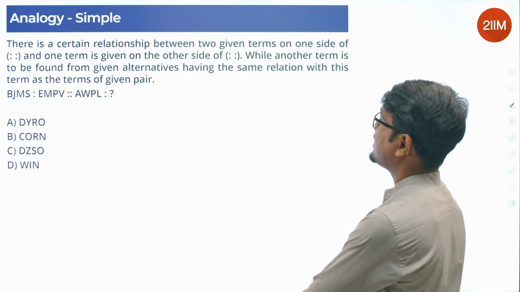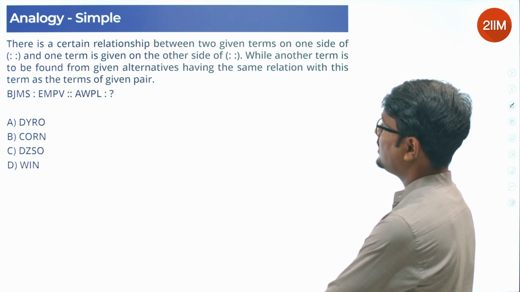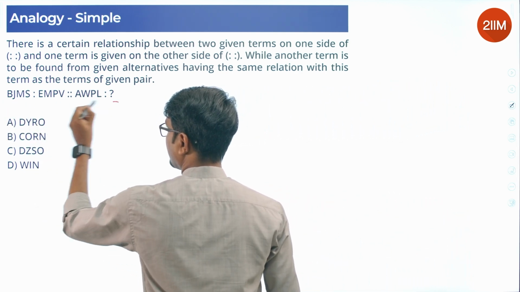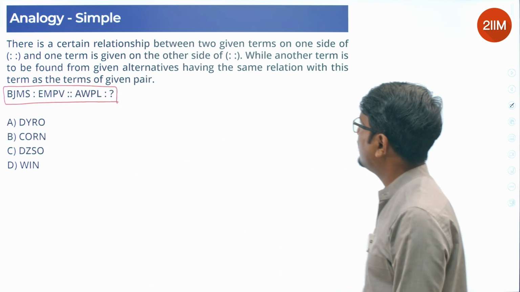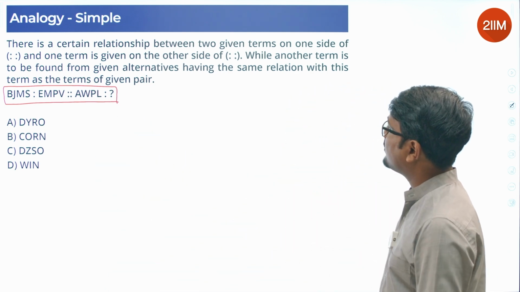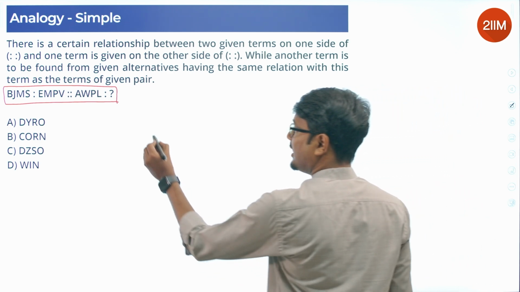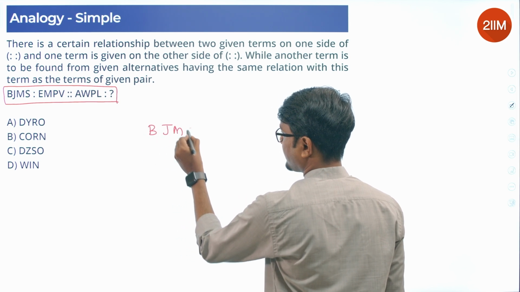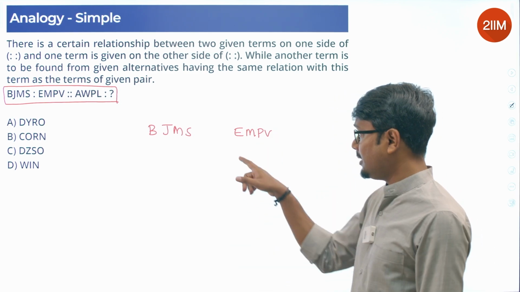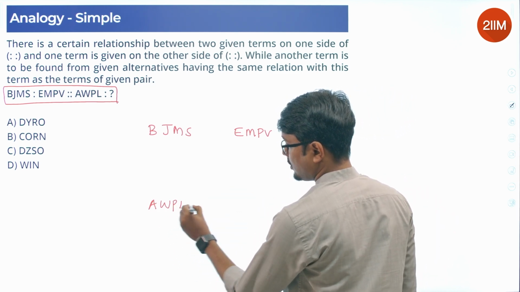Analogy. There is a certain relationship between two given terms on one side of double colon and one term is given on the other side of double colon. Okay, so they've given this. Alright. Fine. While another term is to be found, so this question mark to be found out from the given alternatives having the same relationship with the term as the terms of the given pair. Technically, BJMS and EMPV are somehow related. Based on the same relation, you are going to find the other category, that is AWPL. What should be this answer?